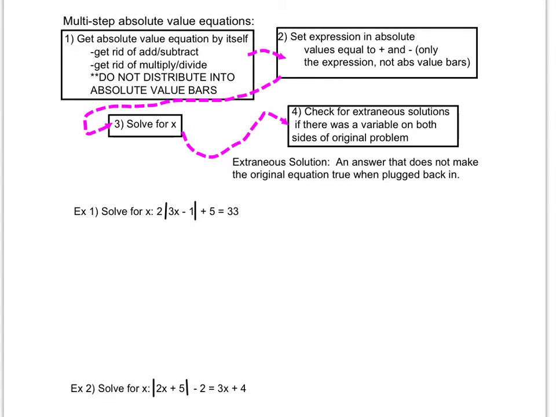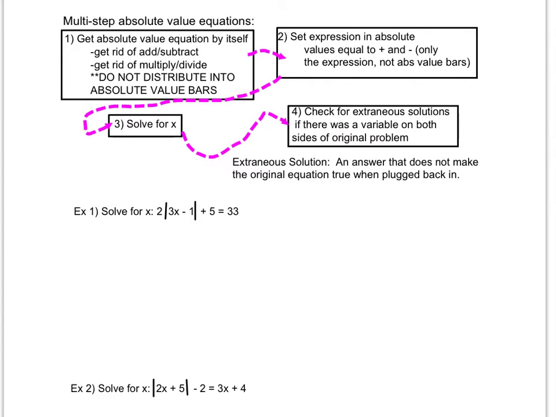Once you get the absolute value bar by itself, then you will take whatever is inside of the absolute value bar and set it equal to both plus or minus, because remember, we're talking about the distance from zero. That makes the absolute value bars go away. They're no longer needed. Then we can solve for x.